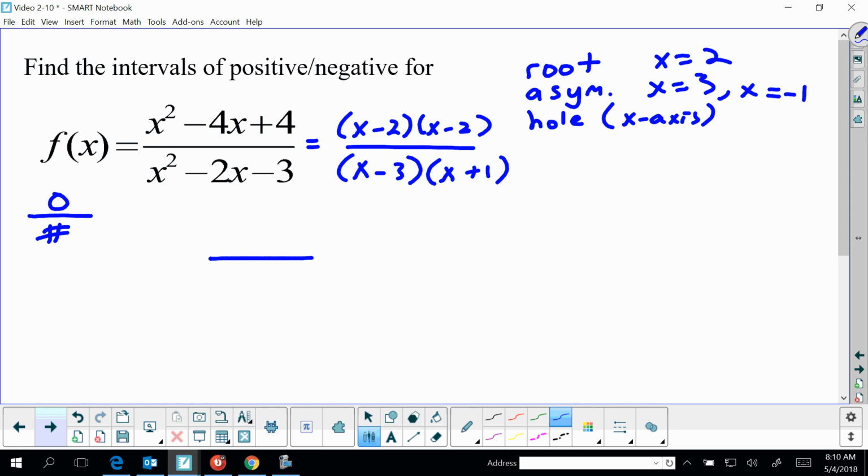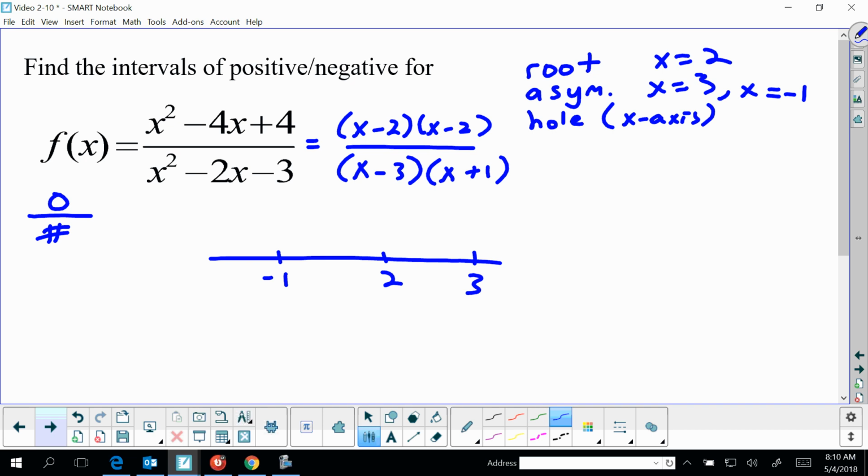So what we're going to do now is draw a number line, and we're going to put those things on the number line, because those are the spots where we know it could potentially switch from positive to negative or negative to positive. And then we're just going to test a number in each interval and see if it gives us back a positive or negative.